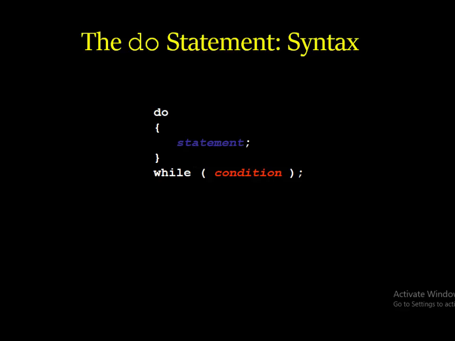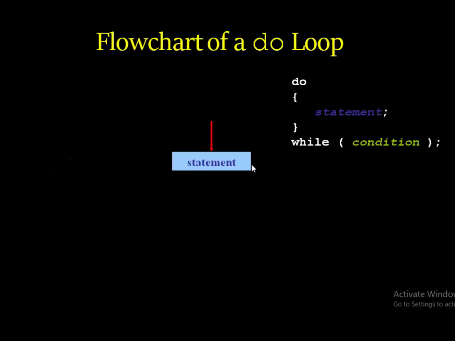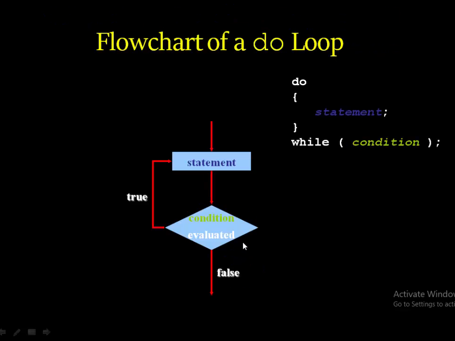Program execution will move into an infinite loop because there is no terminating condition here. Okay, this is do while. Both are reserved words. The statement is executed at least once. So this is the flowchart of a do while loop. It will execute the statement. After that it will check the condition. If it is true, again the body of the loop will be executed. If it is false, the statements which appear after the body of the loop will be executed.